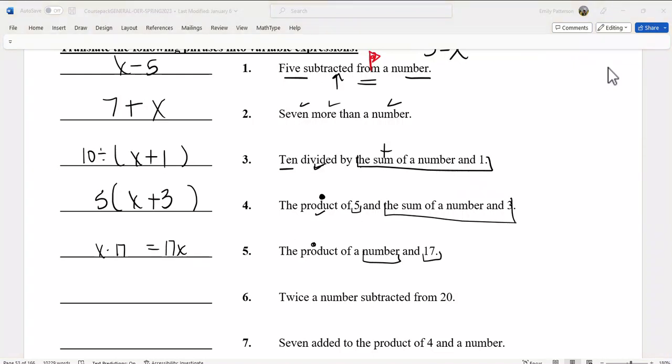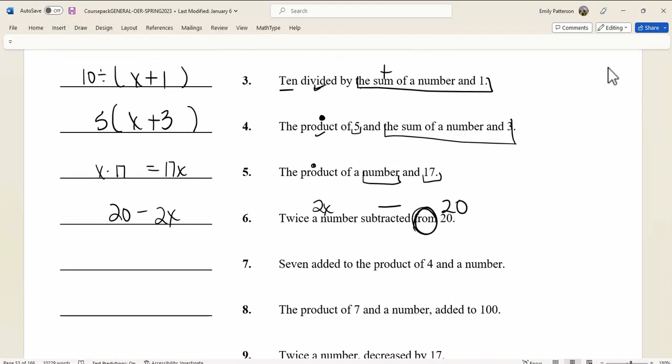Now this one was on your cheat sheet, but twice a number, that means 2 times something. Subtracted from 20. But, aha, it's my red flag, so I've got to write it in the opposite order. And as we're going, you can pause the videos and quiz yourself, see if you can't get the exact same thing. So we have 7 added to, so that's easy. 7 added to the product of 4 and a number.